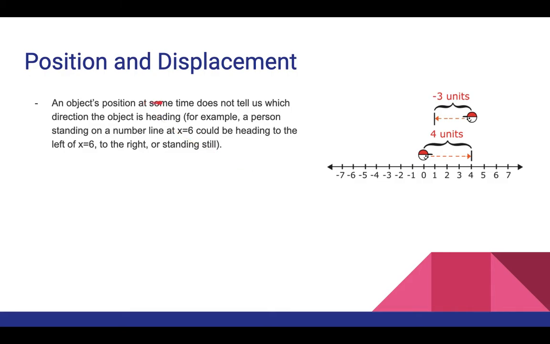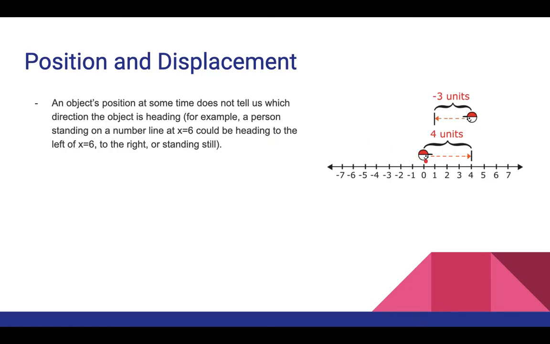An object's position at some time t is not really too interesting to us as physicists, since the position does not tell us which direction the object is heading. For example, a person standing on a number line at, let's say, x equals 6, where x represents our position, could be heading to the left of x equals 6, to the right, or standing still. So position does not tell us anything about what we want to know about our person. What we specifically need is their change in position to determine which direction they're heading.